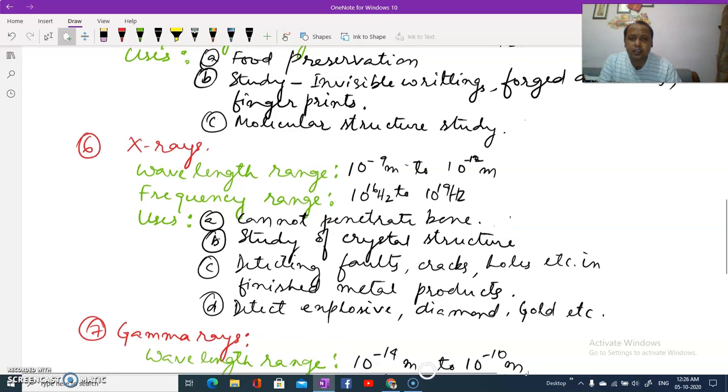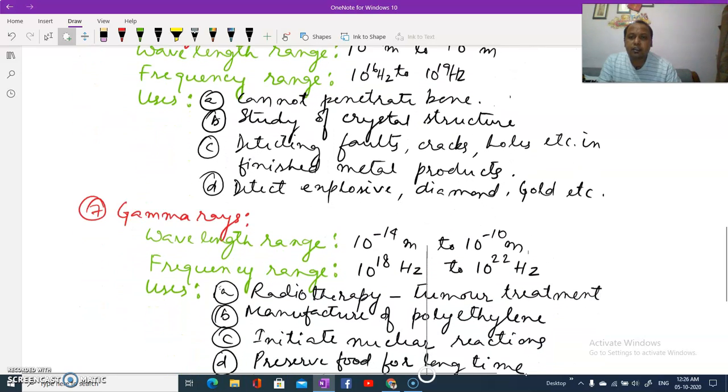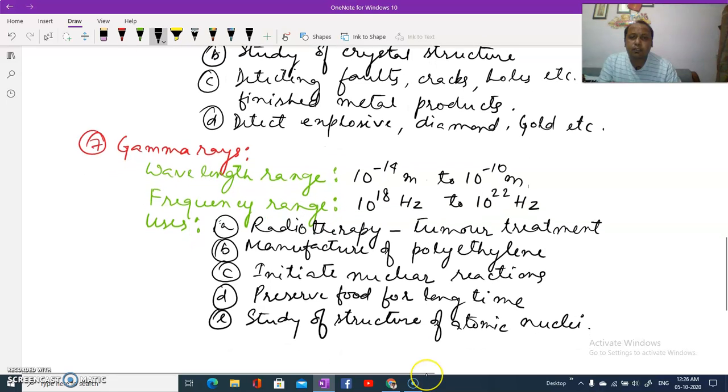And finally the gamma rays, the most energetic rays, having very small wavelength and very high frequency. The frequency range is 10 raised to the power 18 to 10 raised to the power 22 hertz. They are used in radiotherapy, then manufacture of polyethylene, to initiate nuclear reactions, to preserve food for a very long time, and for study of structure of atomic nuclei.